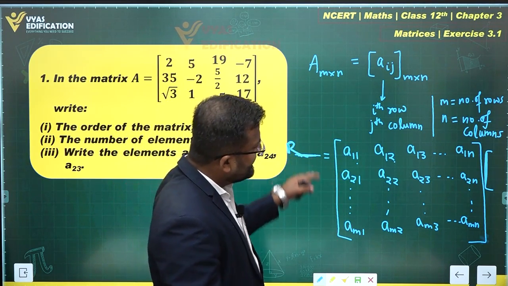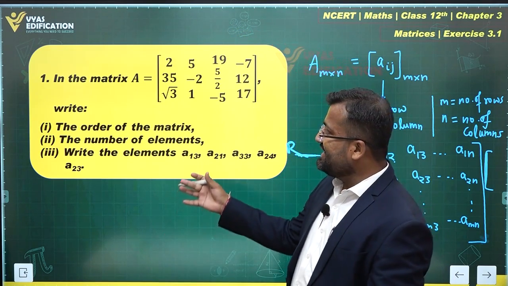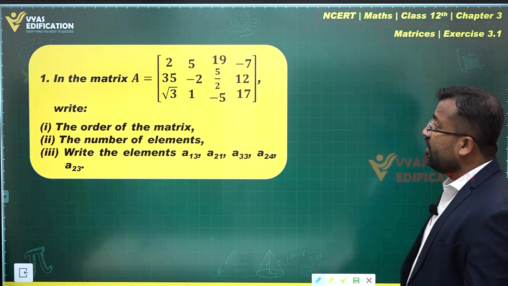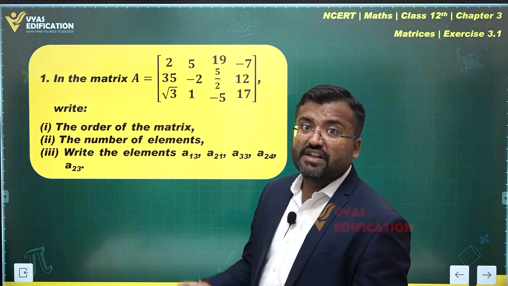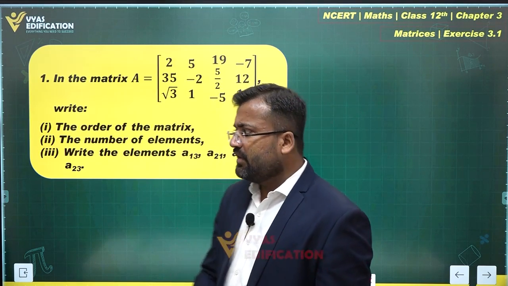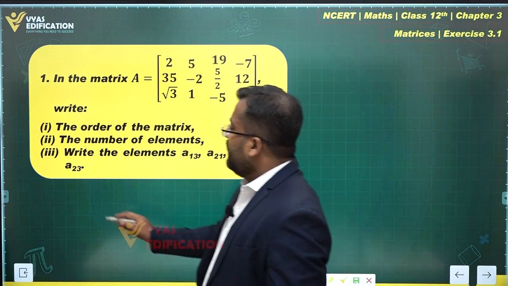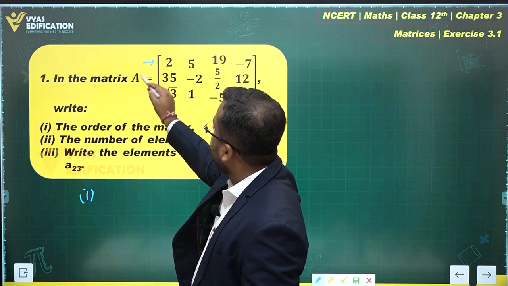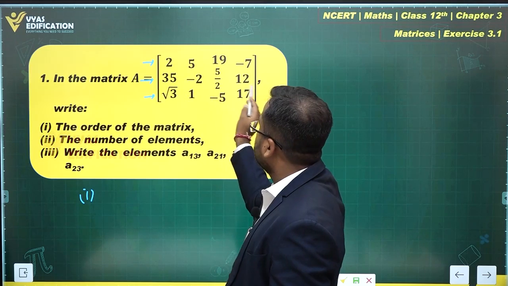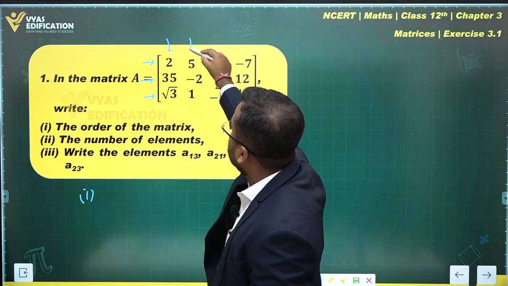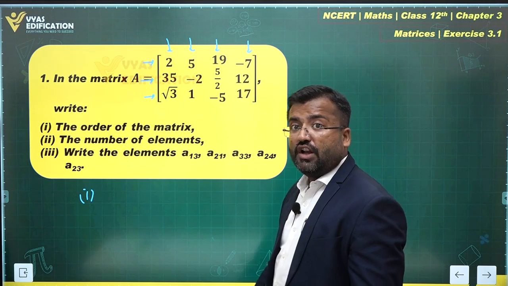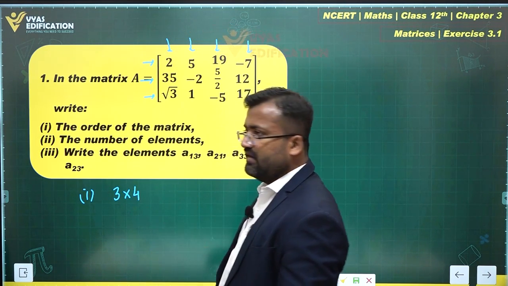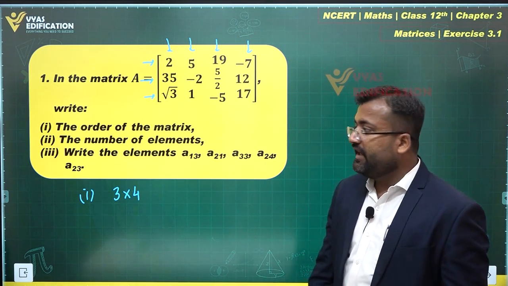Now, keeping these things in mind, we can attempt this question very easily. What does the question say? It simply asks us to find the order of this matrix. For order, we simply require the number of rows and the number of columns. How many rows are there? There are 3 rows. How many columns are there? There are 4 columns, as you can observe. So the order would be 3 by 4. We'll read it as 3 by 4.